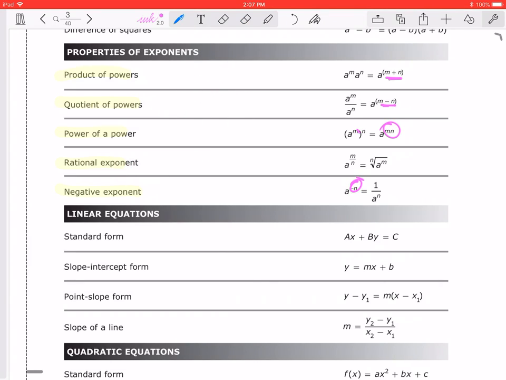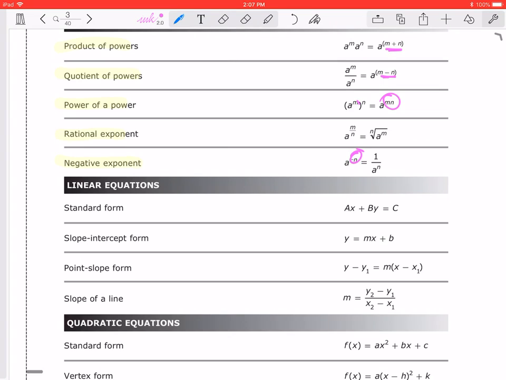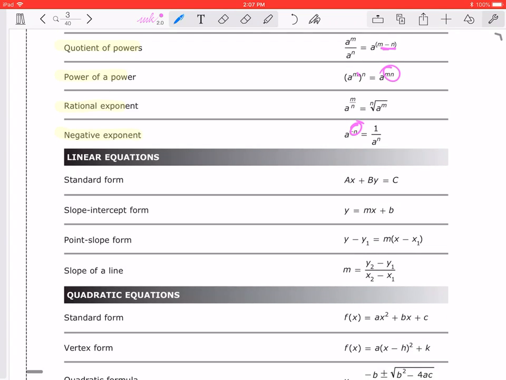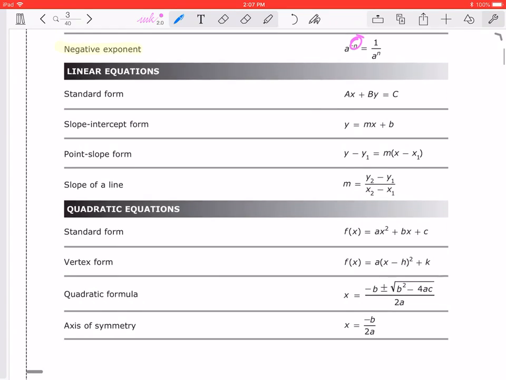So whatever I have in that n place gets moved as an exponent, it becomes a positive, and the whole thing becomes moved to the denominator.